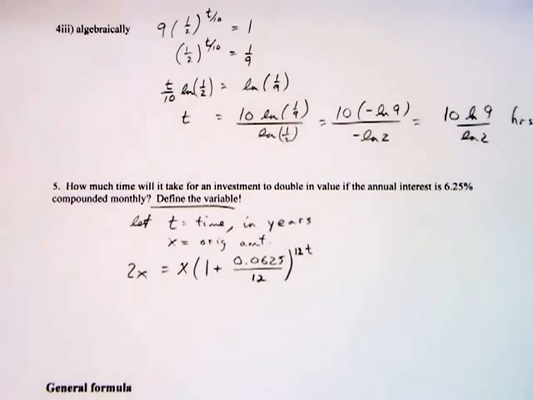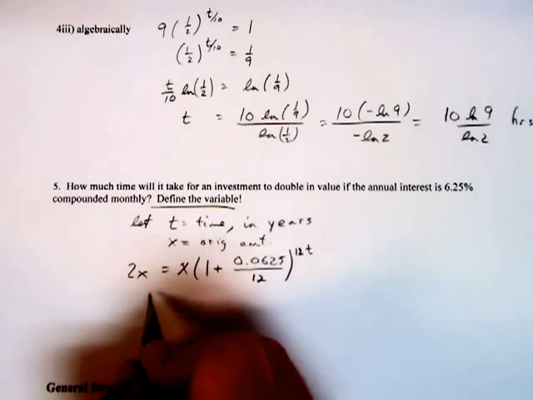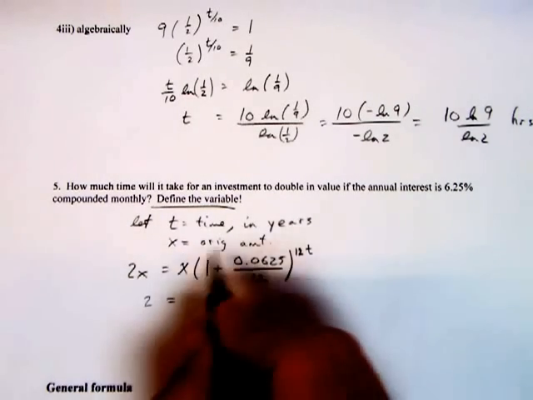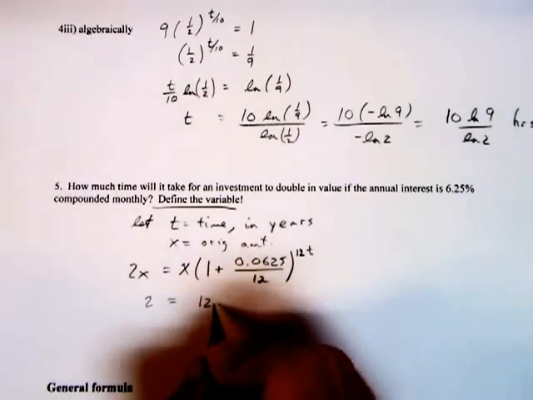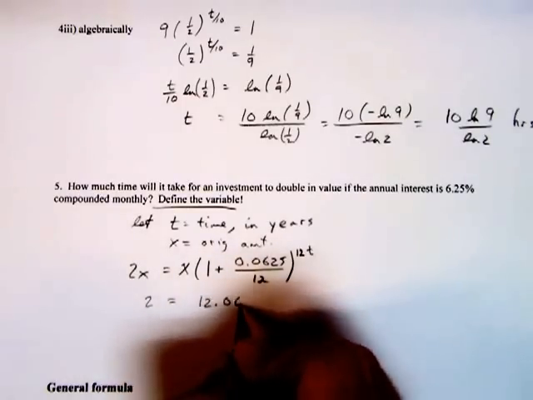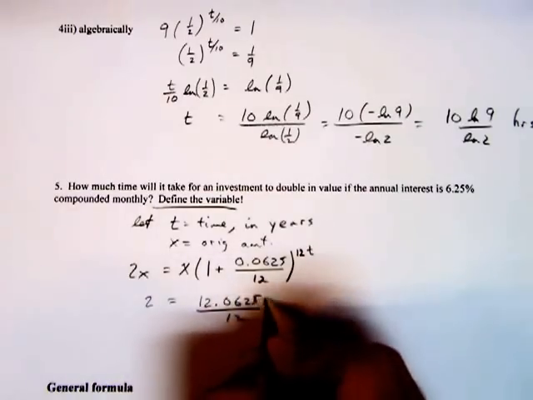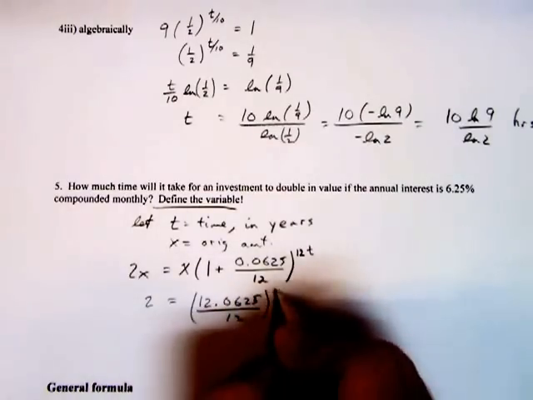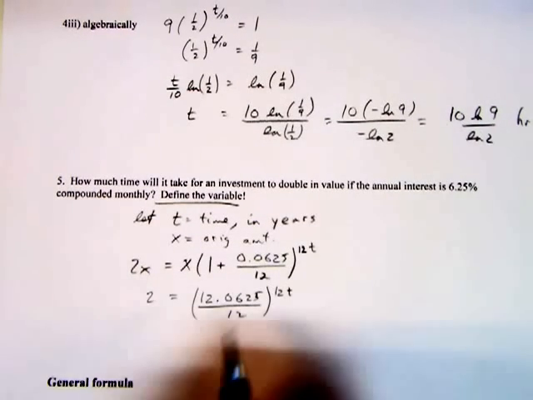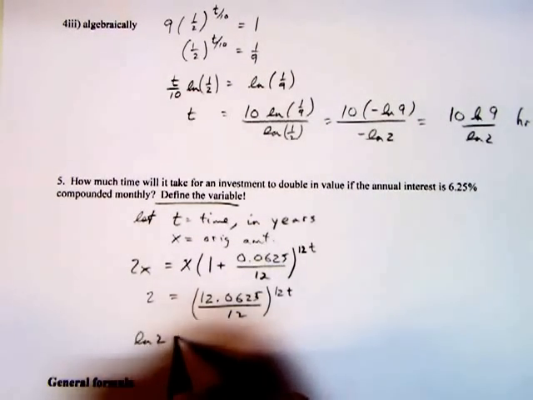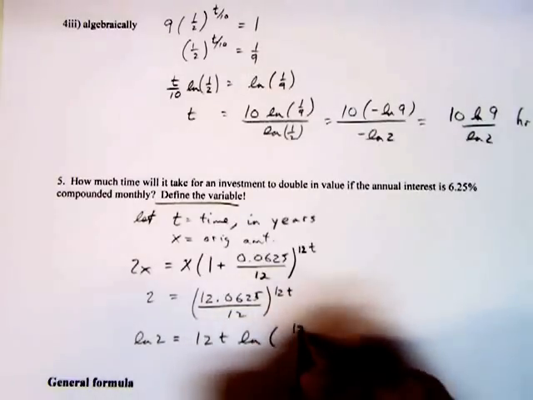The x's go away. Actually, let's just write that. 2 equals, typically for this kind, it's just easier to write it as 1 plus 0.0625 over 12 to the 12t. Doesn't quite look as ugly as the 1 plus the fraction there. Now let's take the ln of both sides. ln of 2 equals 12t ln of all of that stuff.